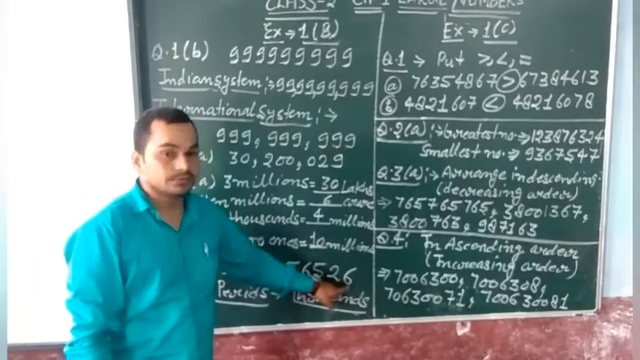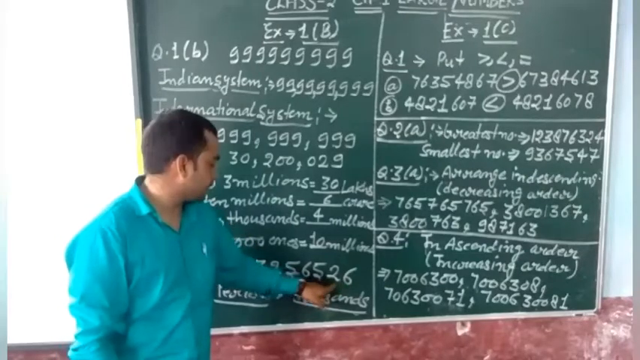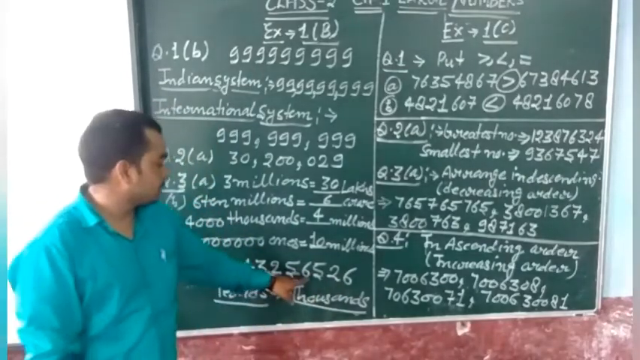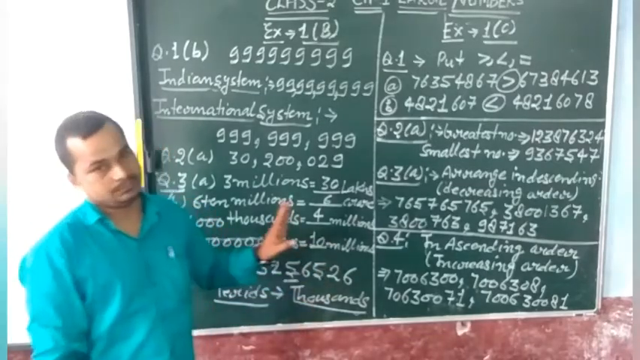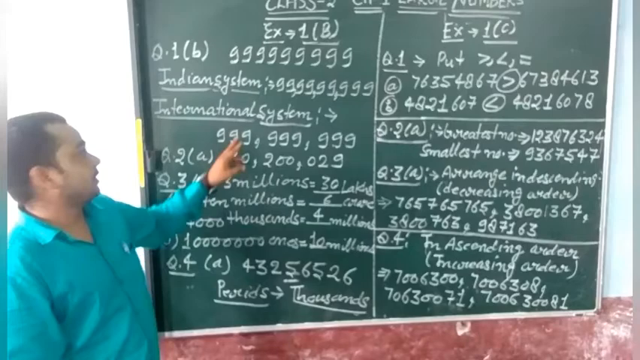So that is the first period. 6 to 5 in first period, and that is the 1000 period. So 5 in the 1000th period. So that is the complete exercise 1b.